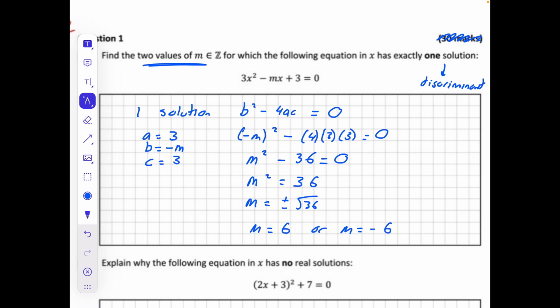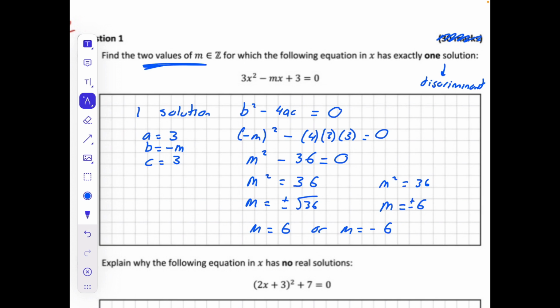Or m is equal to minus 6. Okay, a lot of people, when they get to here, forget that there's positive and negative answers. A lot of people might say m squared is equal to 36, so m is equal to 6, the square root of 36. Then you go back up and you're like, two possible values of m.